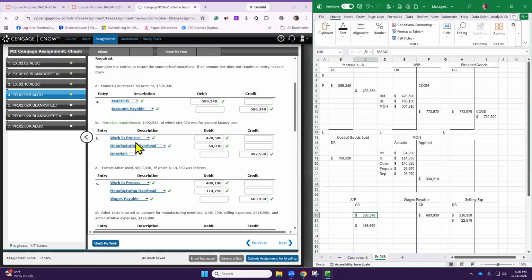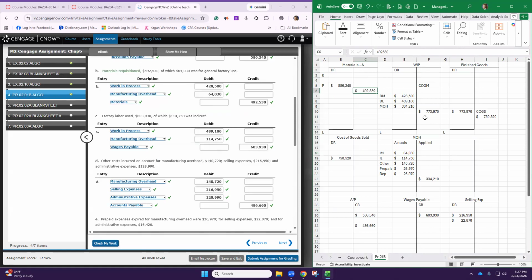Okay. And then work in process, where we brought in direct materials. This is the total materials coming out of the materials account. Here's how much direct materials are used, how much indirect materials are used right here. Direct materials, indirect materials. These two numbers must add up to that one. Okay, then now we're doing direct labor.